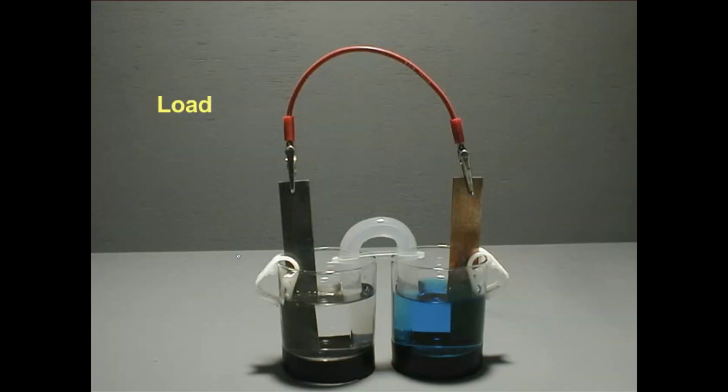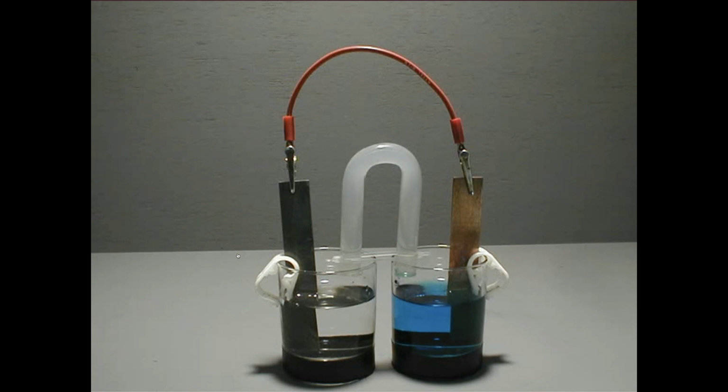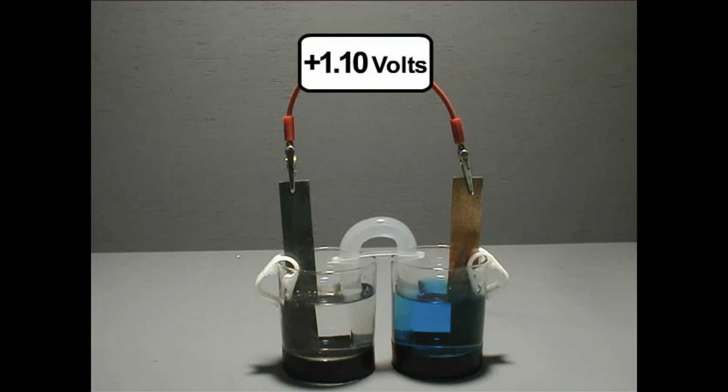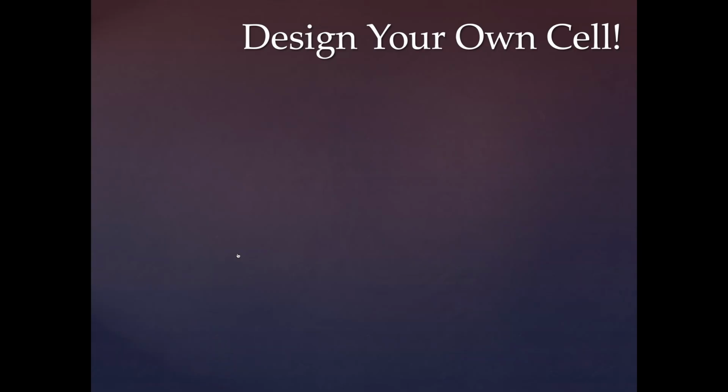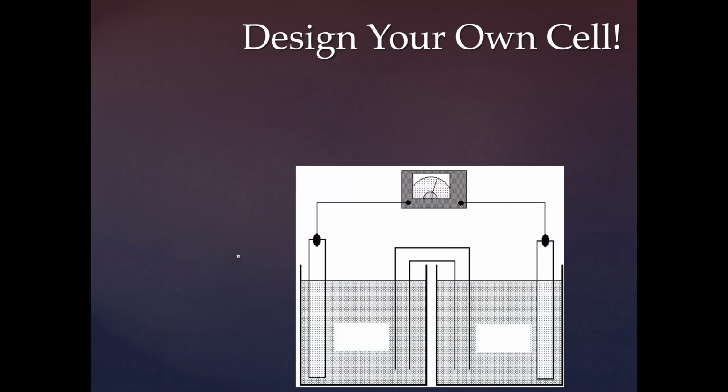And finally, without the salt bridge in place, there can be no reaction. Remove the salt bridge, and your battery stops working because you've broken the electrical circuit. So how would you design your own cell? This is just a schematic of a voltaic cell.